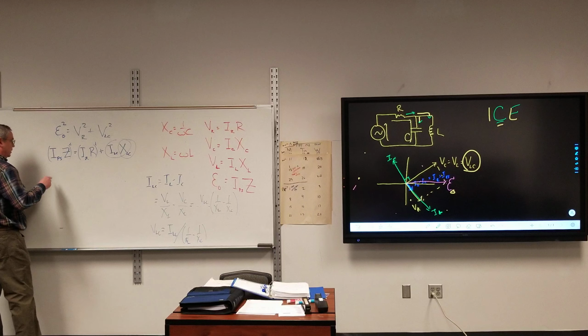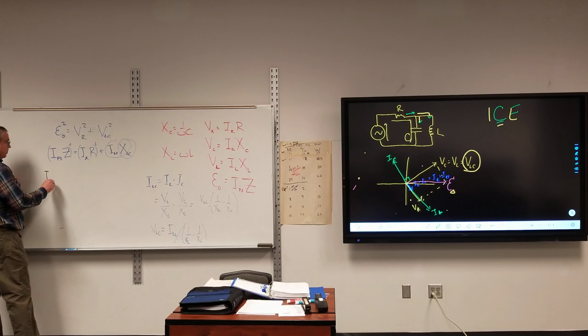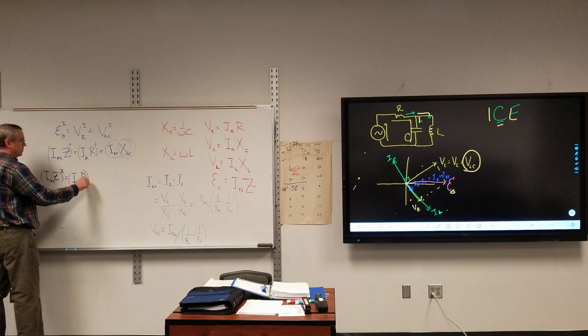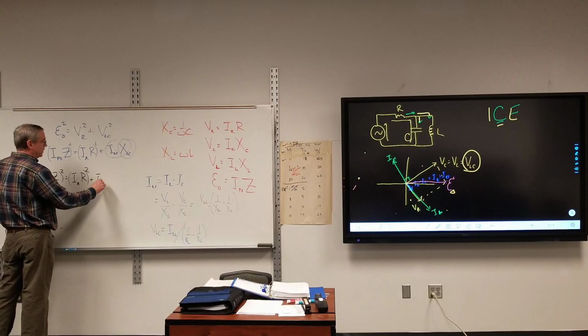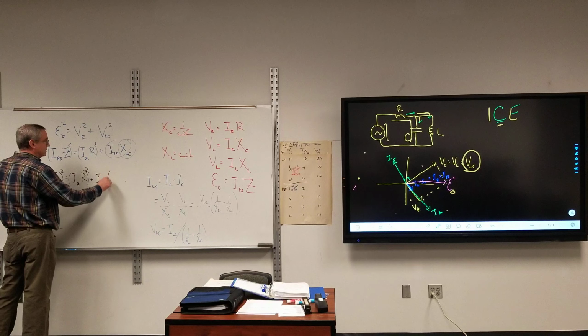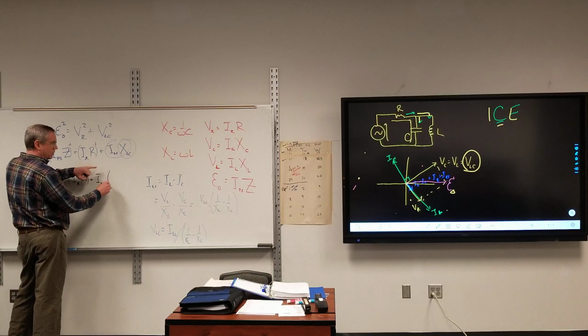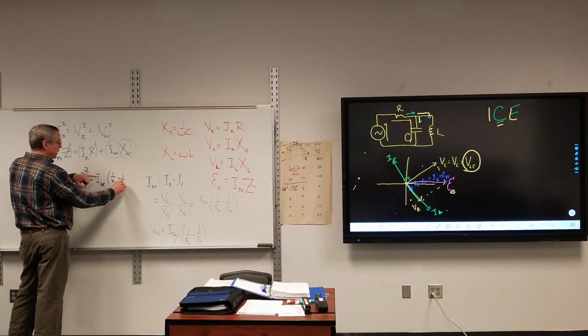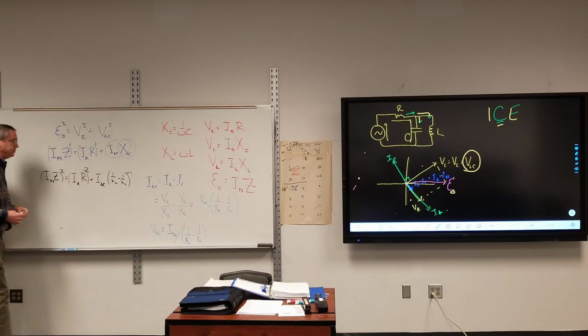So this is the current out of the power supply times the impedance squared is equal to the current out of the resistor times the resistance squared plus the current flowing into the LC structure times (1/XL minus 1/XC) to the negative 1.